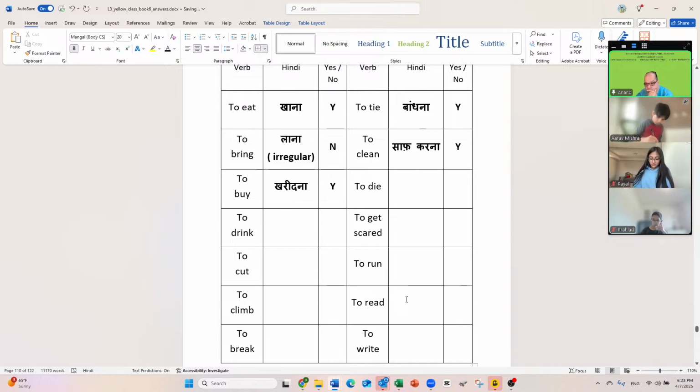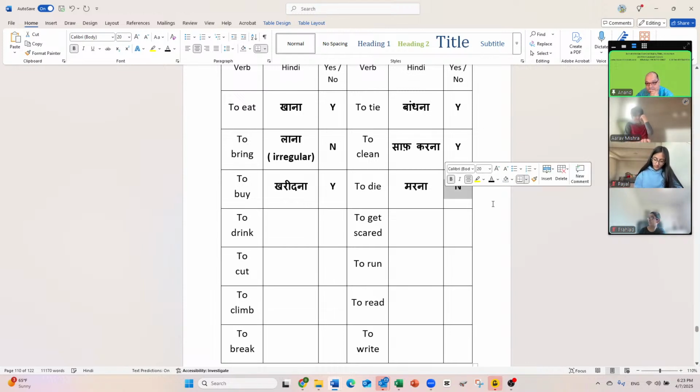Okay, Pralhad, next one, to die. What is the Hindi word for dying? Marna. Would you add ne to marna or not? Isn't that kill? Kill is mar. Marna is to die. Okay, marna. Now, would you add ne to it or not? No. Why not? Because what did you die? You won't get an answer, right? It doesn't make sense, so you will not add ne.